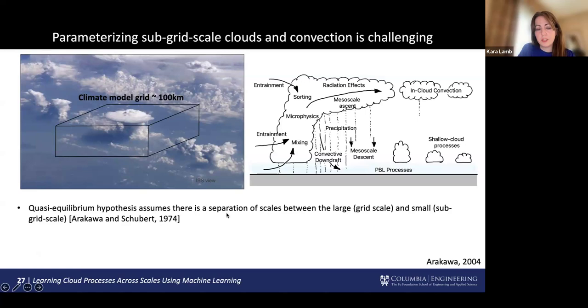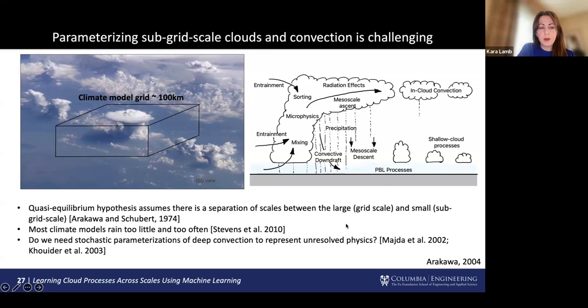So all deep convective schemes basically make this assumption, but it's not really implicitly tested. And we know that in general, most climate models do rain too little and also too often. And this could be due to the fact that there is this unresolved physics that we're not fully accounting for at the subgrid scale. So one approach that people have discussed for deep convective schemes is to have what we call a stochastic parameterization. So we can basically represent this unresolved physics in some stochastic way.